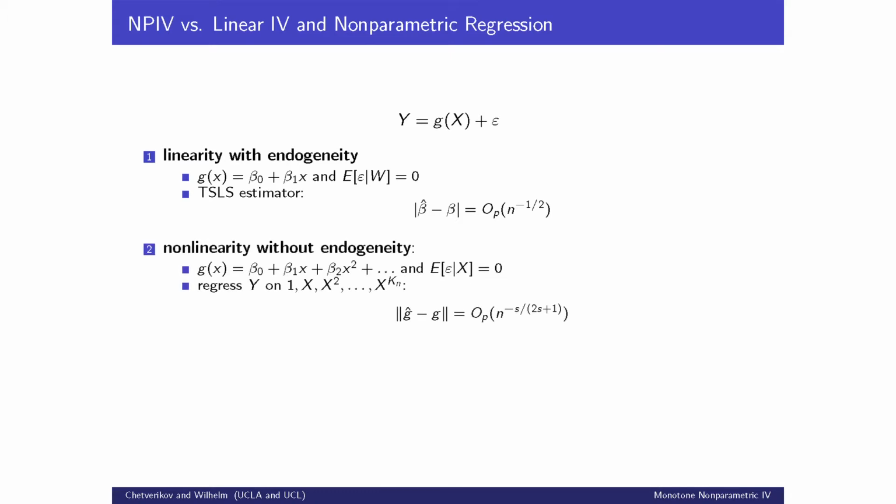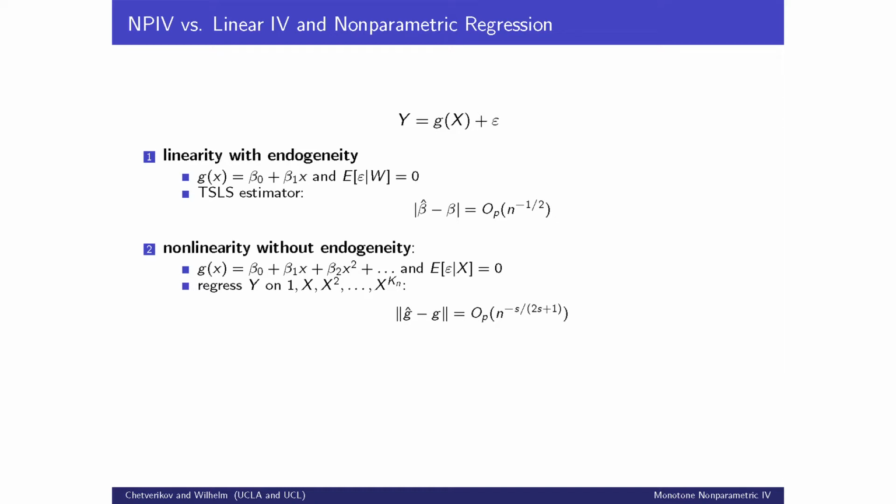Alternatively, if you really worry about nonlinearities in this function g, you could be a bit more non-parametric on g. For example, think of expanding this function g in polynomials, and if you now impose exogeneity of x rather than endogeneity, so you get the mean independence of x, you can just simply run a non-parametric regression of y, quantities, on a constant, price, price squared, price cubed, and so forth.